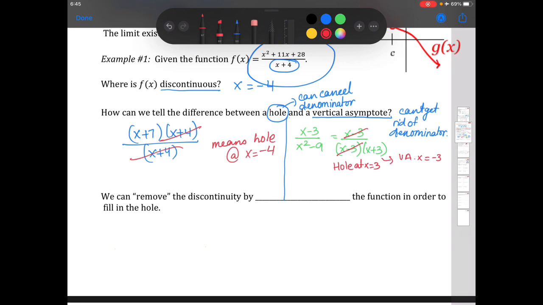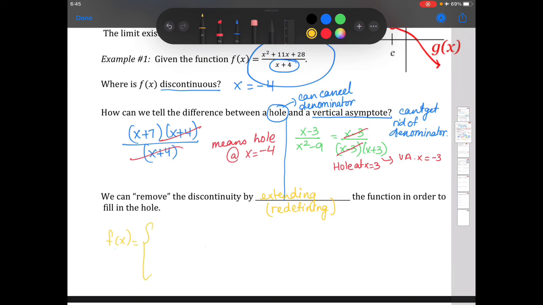Okay, so that is why it's called a removable discontinuity, as the name suggests, because we're able to remove it. We can remove the discontinuity by extending, or I can also say redefining, the function in order to fill the hole. And how do we do that? You write it as a piecewise function. I'm going to rewrite it.